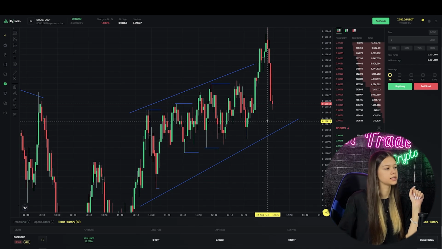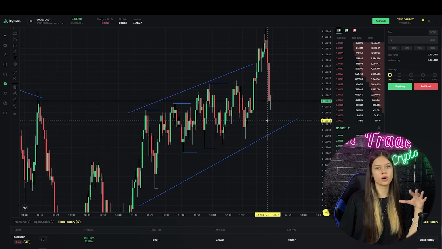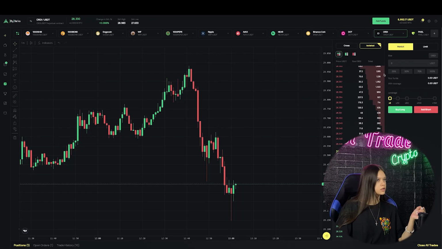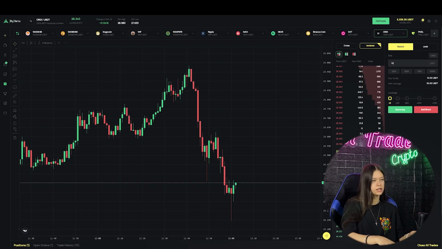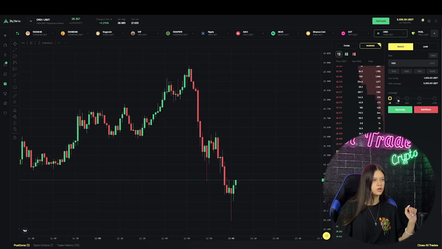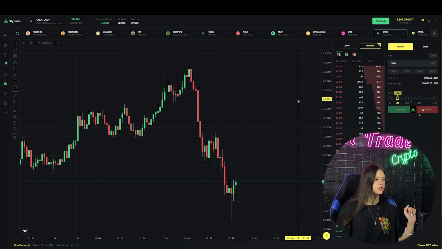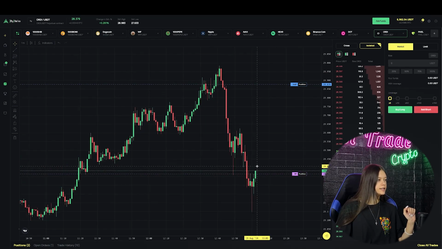I can say that it's a good profit for a first trade for newbies. So the next coin is ORD, and now I want to open my position from $1,000 with 30 leverage on the short. So let's see on the chart.